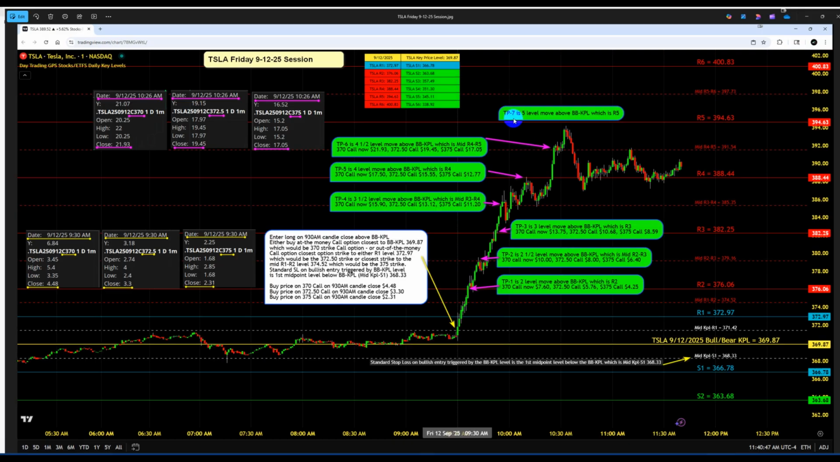As you can see here, TP7 would be a 5-level move. It didn't quite make it to TP7, so we're not doing the prices for this high here. Prices did move higher from here, but it did not touch this level.